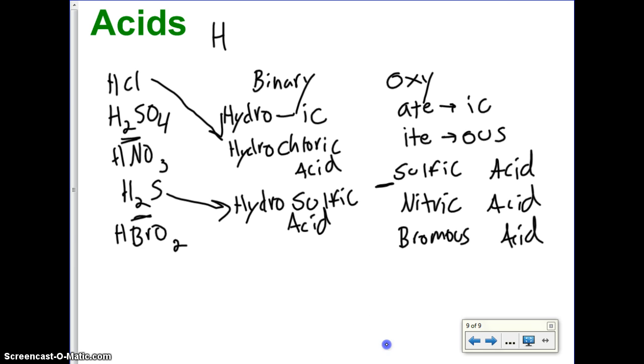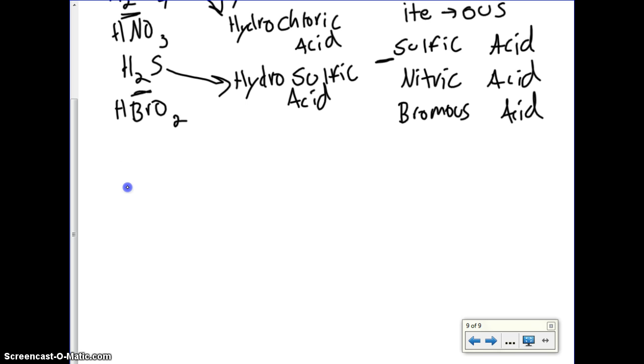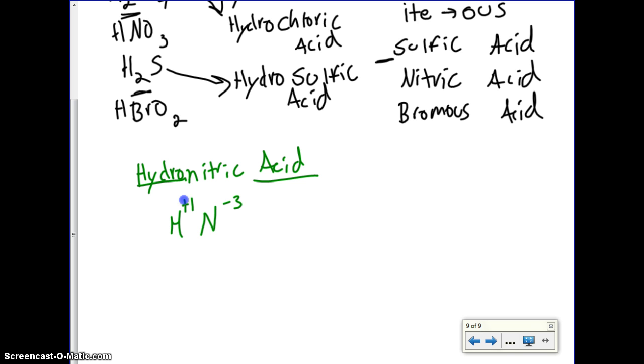So let's say we are looking at a name, and let's say we're looking at hydronitric acid. Okay? First off, notice the keyword acid. That means it is starting with hydrogen. Also notice the hydro. That means there's no oxygen in the compound, which means nitric is nitrogen. Well, nitrogen has a -3 charge. Hydrogen has a +1 charge in this case because it's the first element. Okay, cross and swap, just like we were doing. H3N.